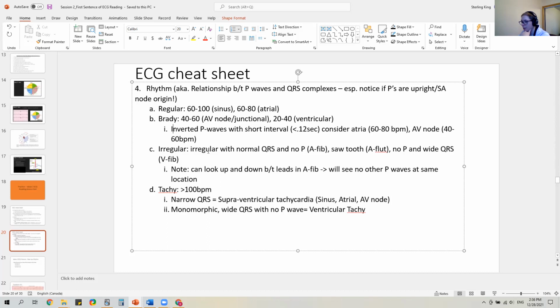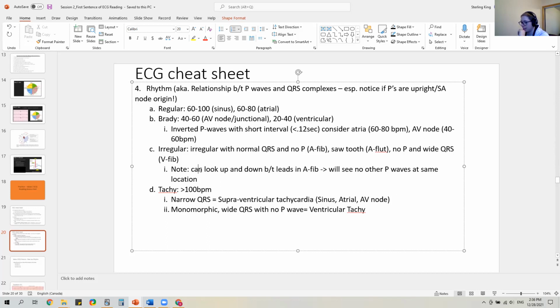If it's irregular, with a normal QRS and no P wave, so the QRS is occurring irregularly, you're thinking AFib. If you see a sawtooth, QRS, QRS, that's probably flutter. And if there's no P wave and a really wide QRS, you're looking at something like VFib or VTach. It depends. Once you see it, it's very easy to pick out.